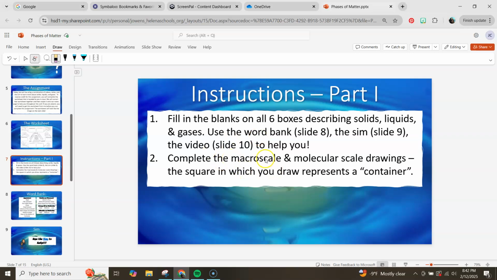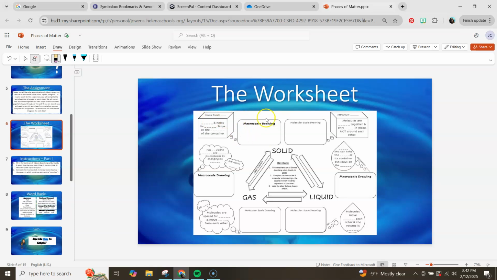And then finally, there's also going to be 2 drawings that you do for each of solids, liquids, and gases. One's going to be a macro scale drawing, so that's something that we could see with the naked eye, versus a molecular scale drawing, which would be what the molecules of that object look like. The squares you're going to be drawing those in are going to be a container for the solids, liquids, and gases. Okay, so we'll come back to that here in a second.